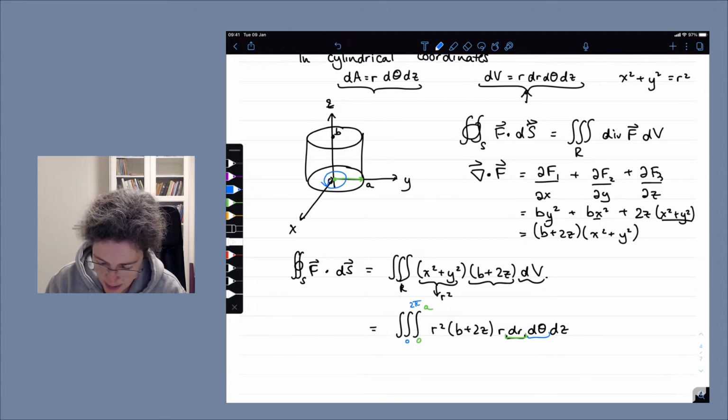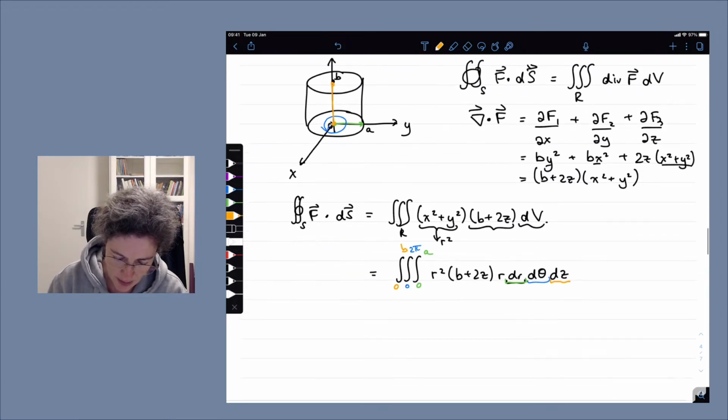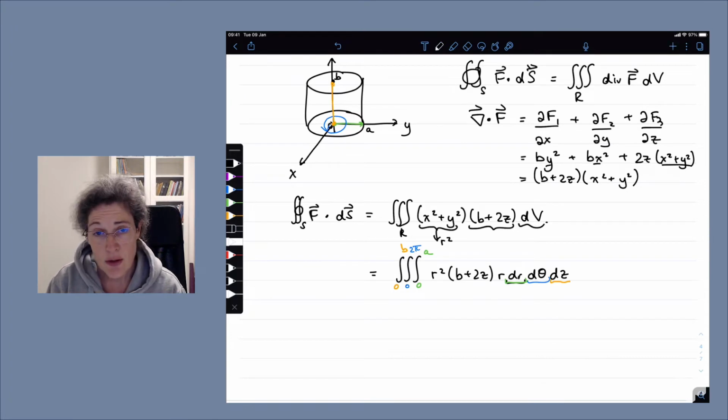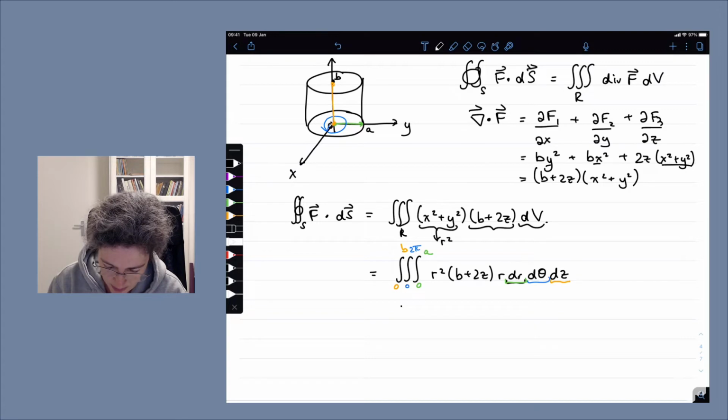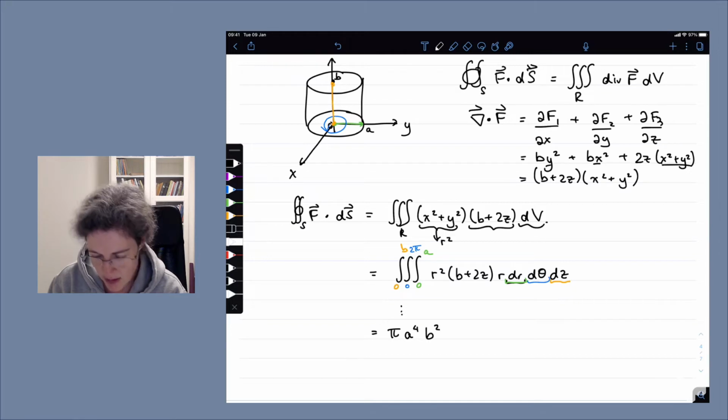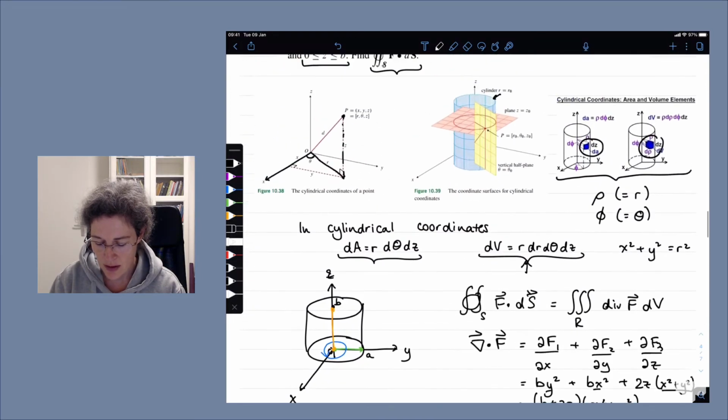And finally our dz, we're measuring from 0 up to b, so that's going to be from 0 to b. And there we go, straightforward integral. You can go through and work out the details, step through it, and you should find pi a to the 4 b squared.